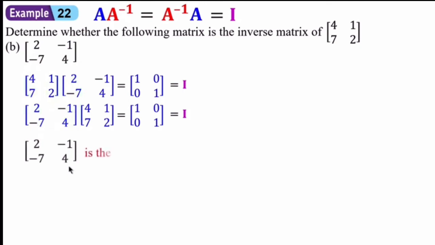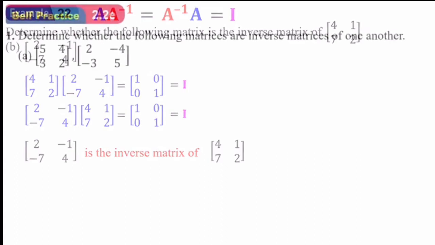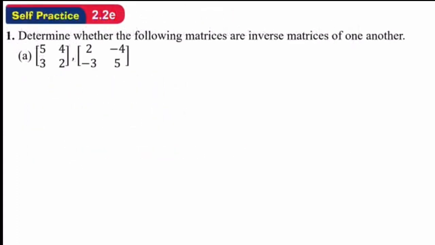So hence, we can say that [2, -1; -7, 4] is the inverse matrix of [4, 1; 7, 2]. Alright, so that is how you determine the inverse matrix. So remember the concept: A times A inverse is equal to A inverse times A, and the result is the identity matrix.